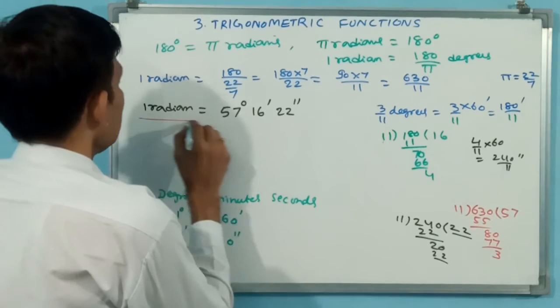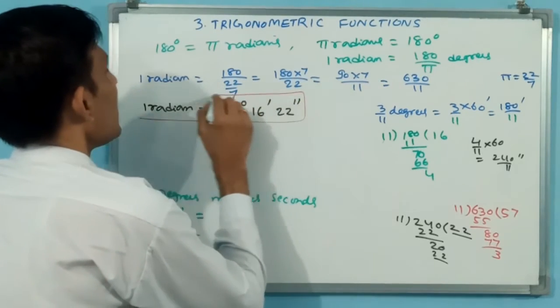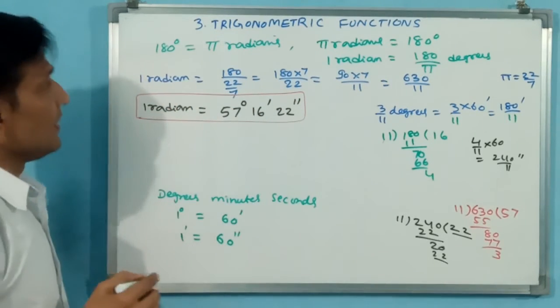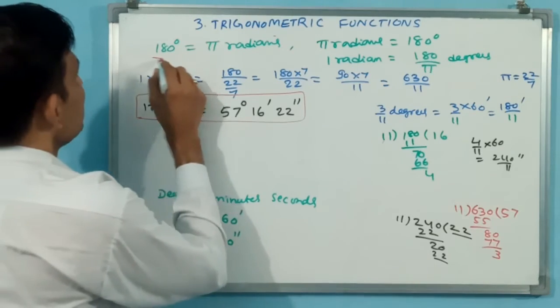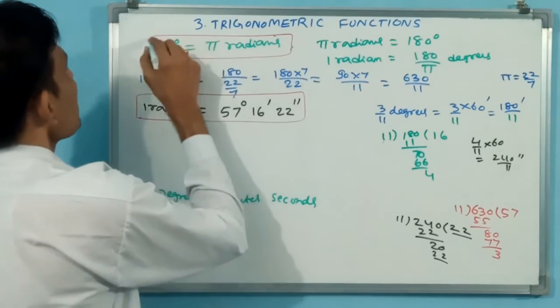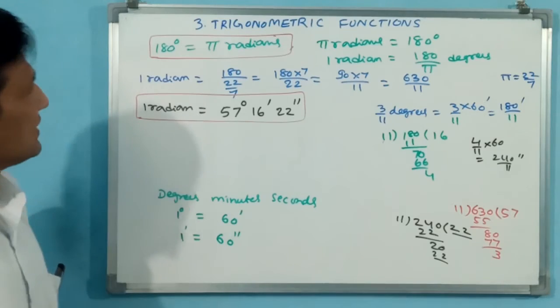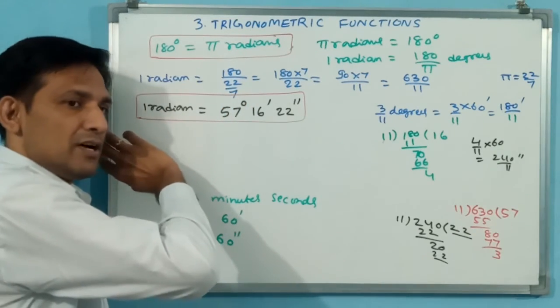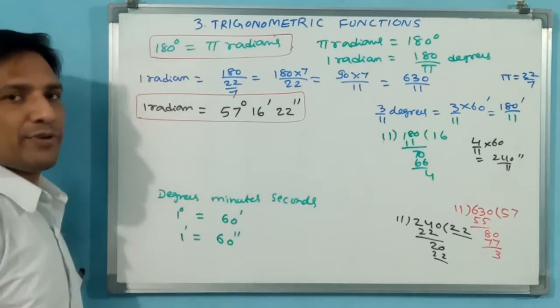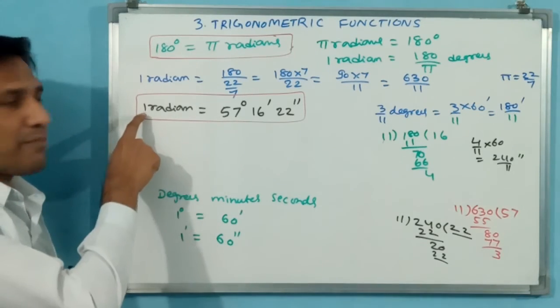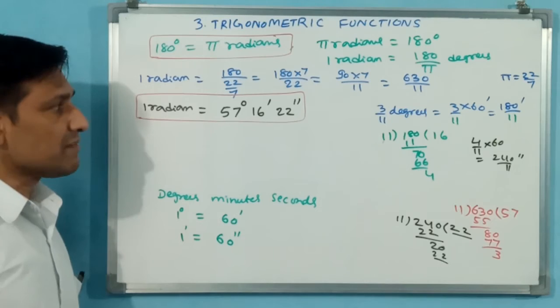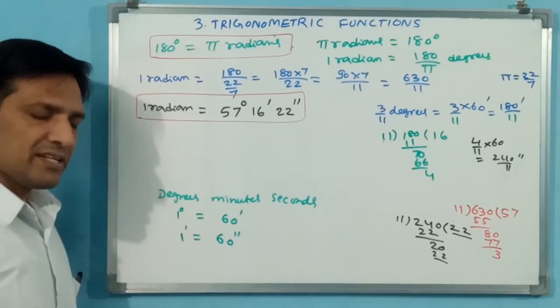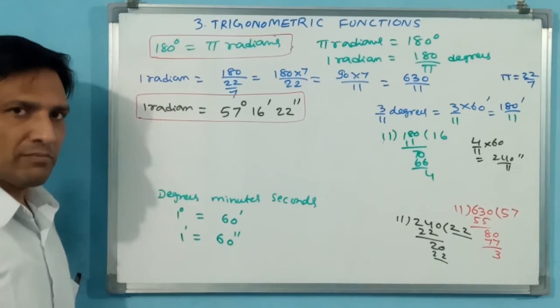1 radian is equal to, this is how it has come. This comparison you have to keep in your mind. Why? Because 180 degrees is equal to pi radians is there with you. Then you can convert radians into degrees or degrees into radians, both. But when you compare 1 radian, 57 degrees, 16 minutes, 22 seconds have come.